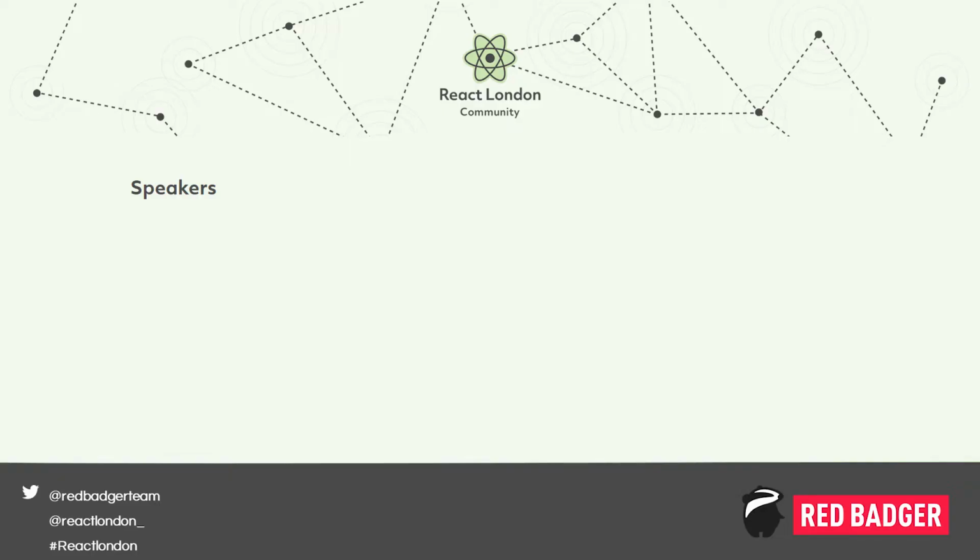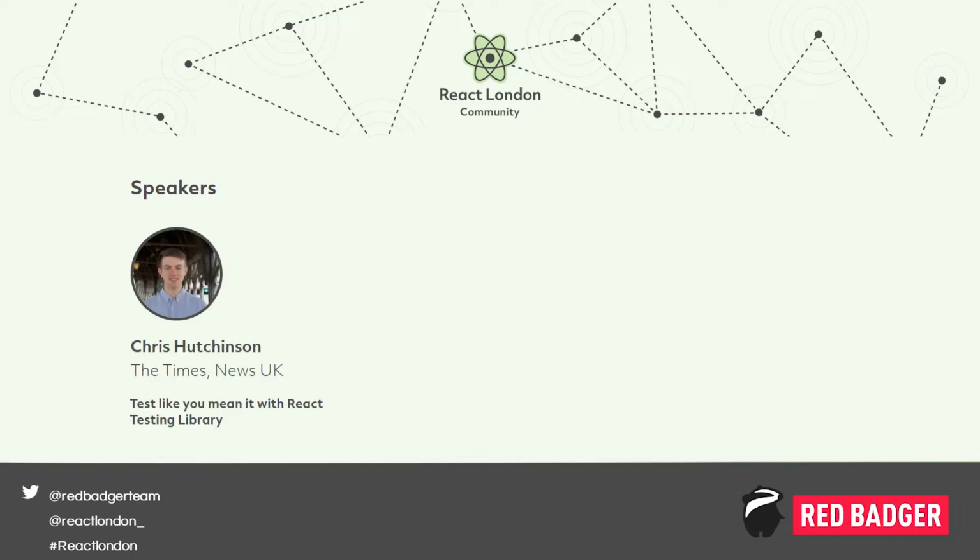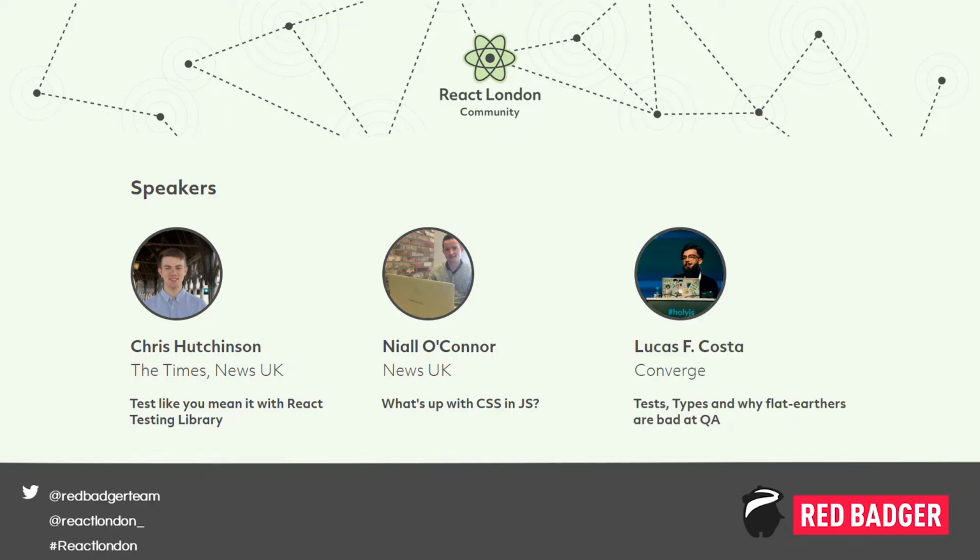We have some great talks for you tonight. We're going to kick things off with Chris from The Times, and he's going to talk to us about the React testing library. Then we're going to follow that up with Niall from News, and he's going to tell us all what's up with CSS in JS. Then we're going to have a little break, and then we're going to end things with Lucas from Converge, and he's going to talk to us about tests, types, and why flat earthers are bad at QA. Please welcome Chris to the stage.